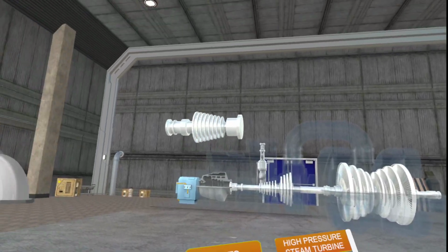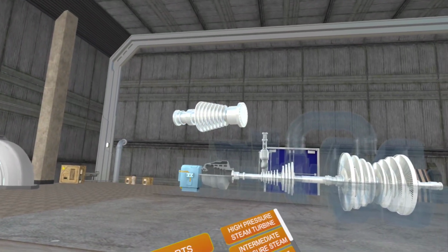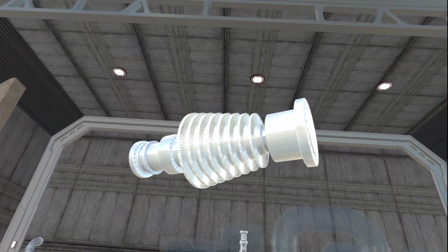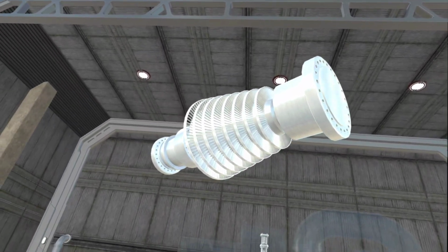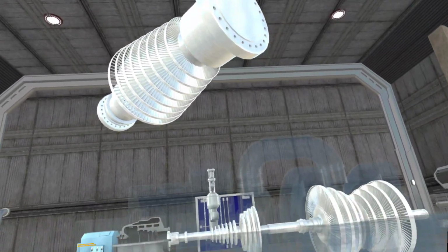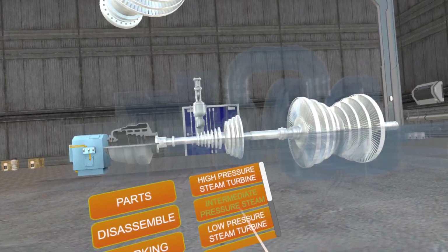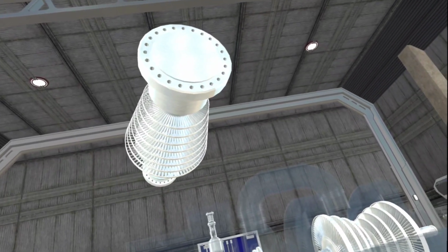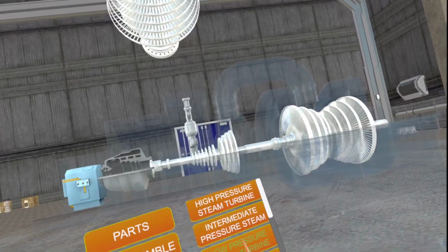The high-pressure steam turbine, or HP turbine, is a pressure-velocity compounded, single-axial flow, non-condensing impulse turbine. It is the first stage turbine that receives the main steam directly from the boiler.